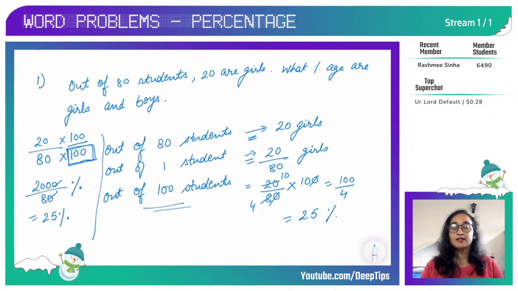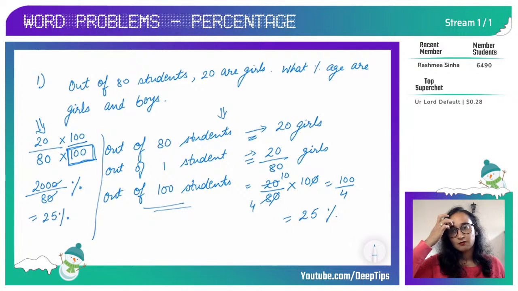Those who are writing competitive exams can directly do this method, and those who are beginners learning percentage can follow the unitary method to get a better hang of the topic and understand the concept. Okay, so let's move on to the second question.